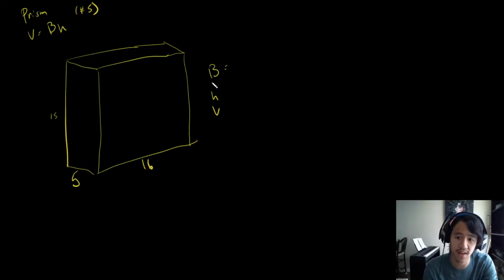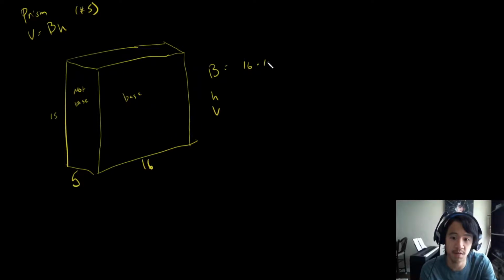So let's go ahead and find the area of our base. Our base is this rectangle. This is not our base. This is not the base. And this is the base. Remember, the base is going to be the thing that you have 2 of. So in this case, we have 2 of these rectangles. So our base is going to be 16 times 15.